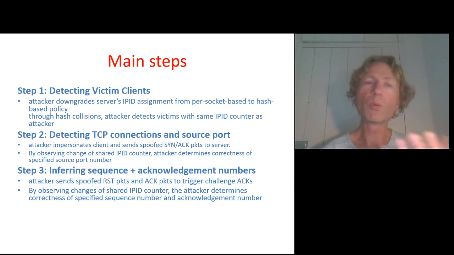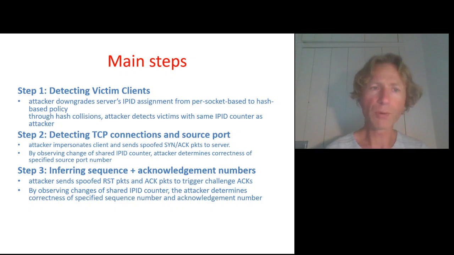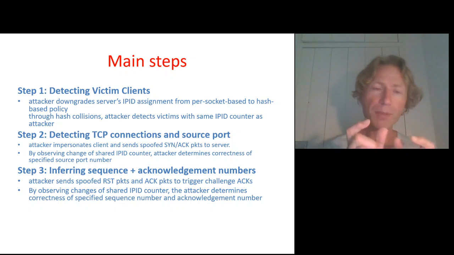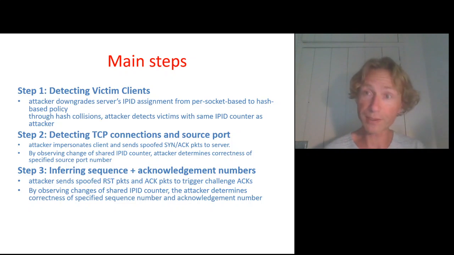The next step, we're going to detect the TCP connections and the source ports, right? And we do that again by sending spoofed packets. So we impersonate, in this particular case, the client, and we send some spoofed SYNACs, and then look at what happens to the IPID field that we share, right? So it's a shared counter with this victim, right? So that's what we did in step 1.